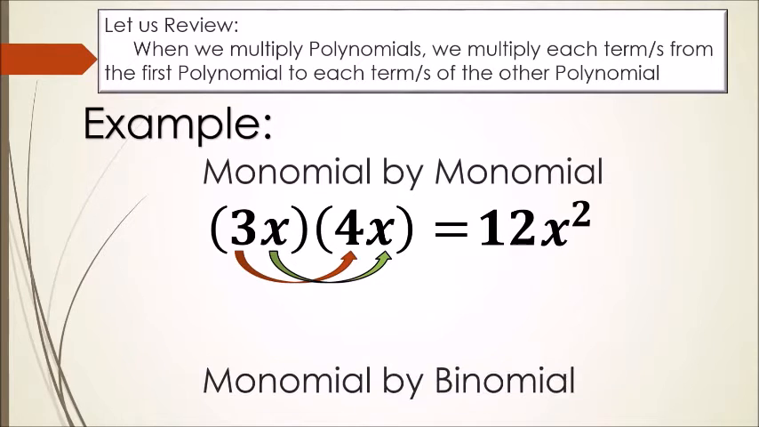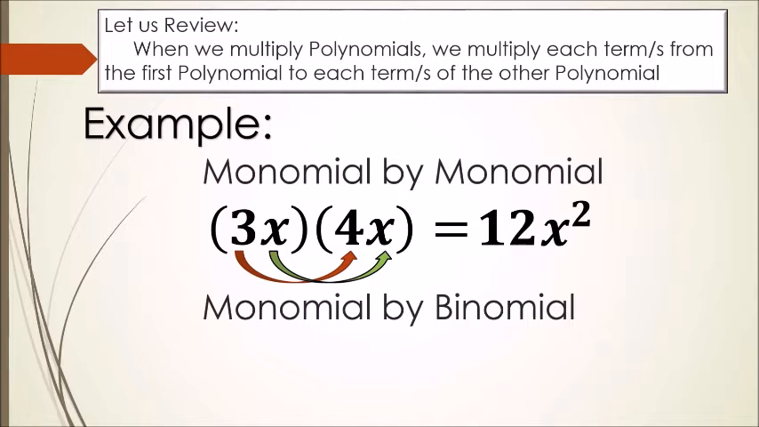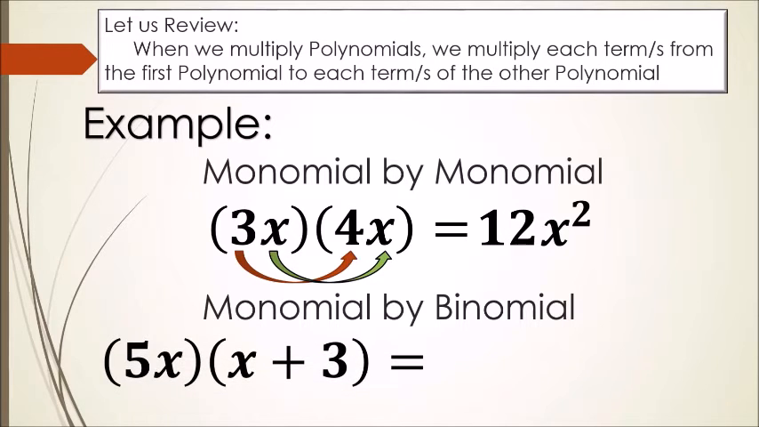Isa pang halimbawa, magmumultiply tayo ng monomial by a binomial. For example, a monomial 5x is multiplied by the binomial x plus 3. So here, we apply the distributive property of multiplication. Ibig sabihin, i-multiply natin yung 5x doon sa bawat term or terms ng ating binomial which are x and 3. Therefore, we multiply first 5x and x, then 5x and 3.